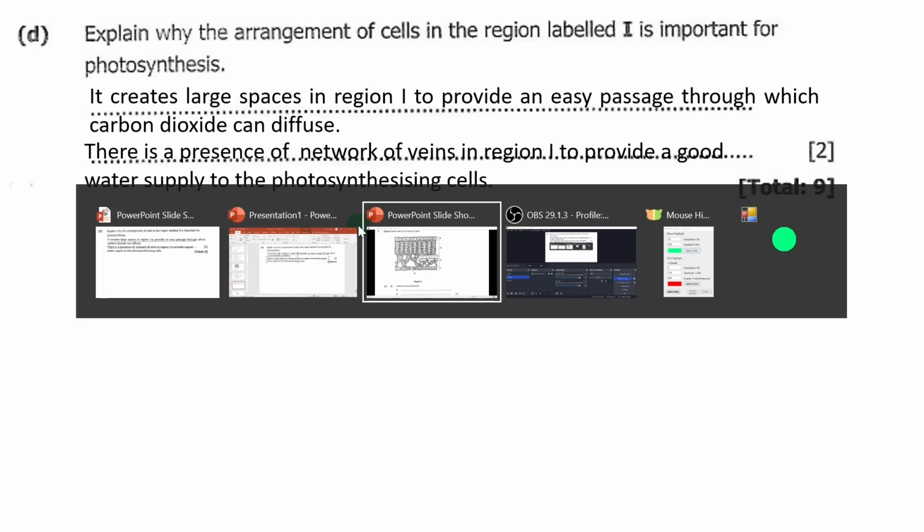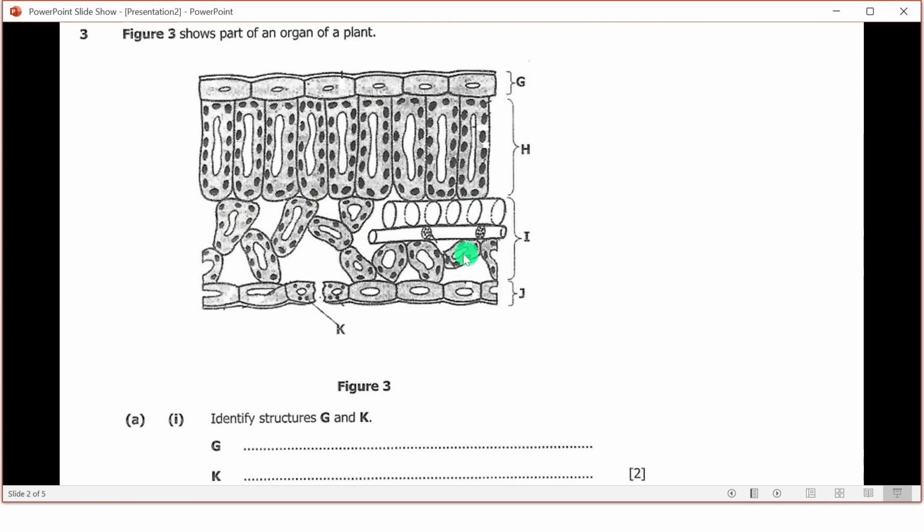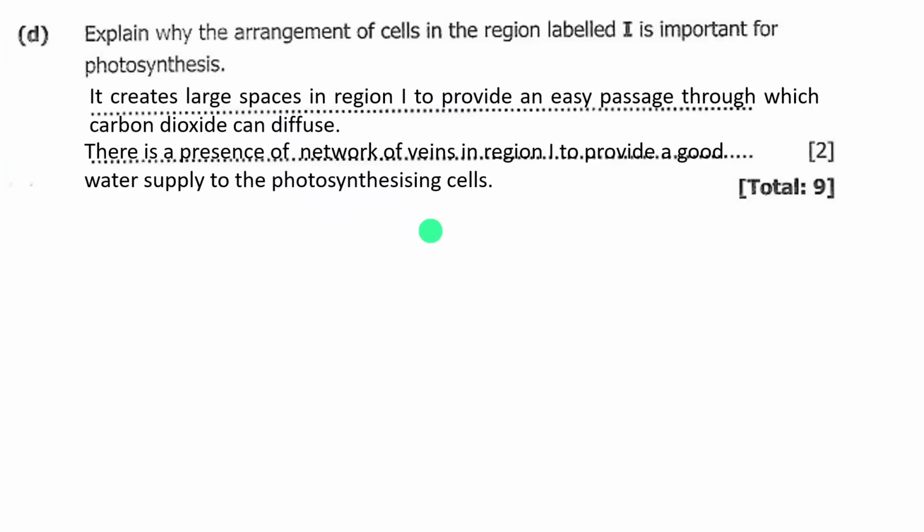So as you can see here, in this region we have veins. These can also provide water to synthesizing cells. All right, so let's proceed.